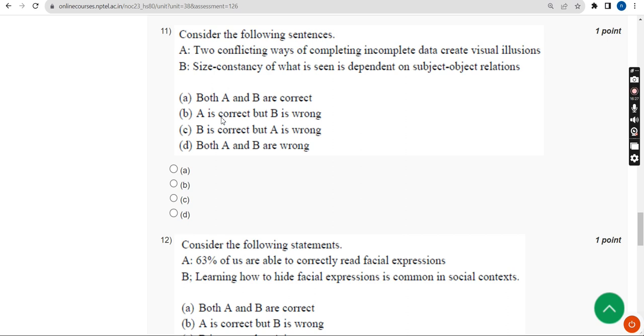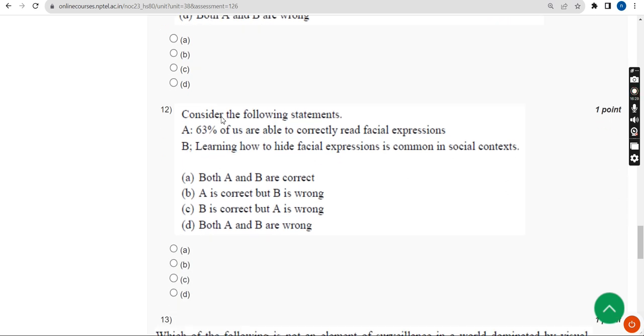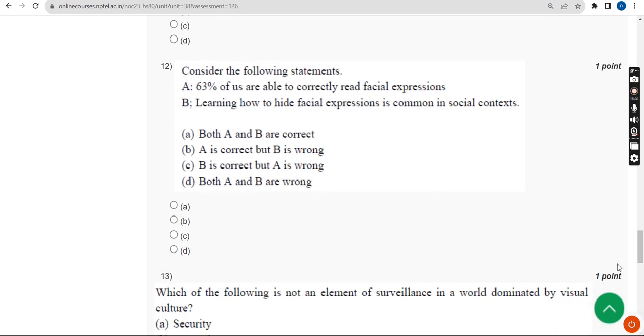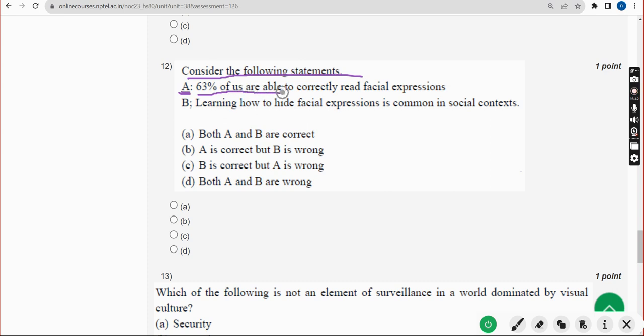Now let's move on to the 12th question. Consider the following statements. Statement A: 63% of us are able to correctly read facial expressions, but in the lectures they have mentioned less than 50%, and they have given 63%. So I feel this is a wrong statement.